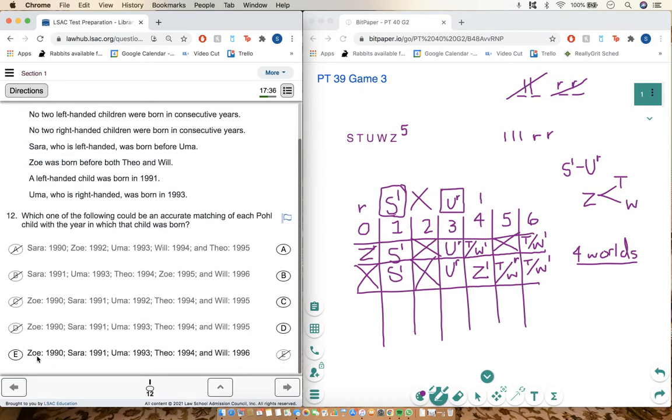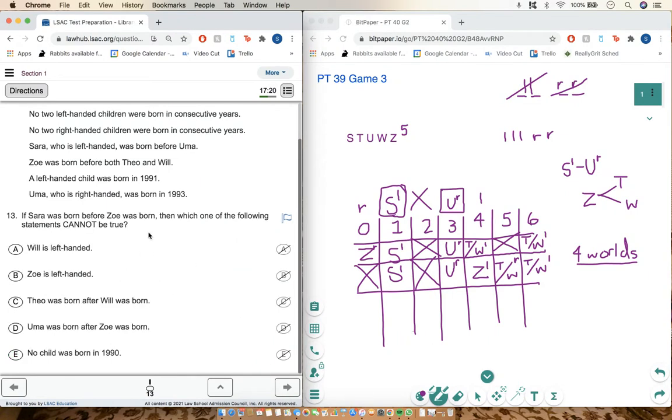Let's see if it checks out. Zoe is at 1990. That works. Sarah is at 1991. That works. U is at 1993. That works. Theo's at 1994. And then Will is at 1996. All of those can happen, right, at once. So E is our answer. Next question, if Sarah was born before Zoe was born. So if Sarah is born before Zoe, we are then looking at this second combination.